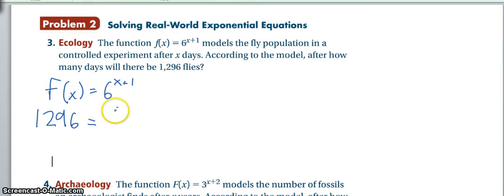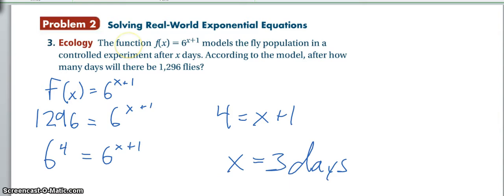So we set this up. So now what we know is we're looking for 1,296 in the base of 6. So go ahead and figure out what power of 6 takes us to 1,296. Alright, so we find out that 6 to the 4th is 1,296, so we set that equal to 6 to the x plus 1, which means that 4 is equal to x plus 1, so x is 3 days, so they need to get on this fly population rather quickly if that number is a problem for them.